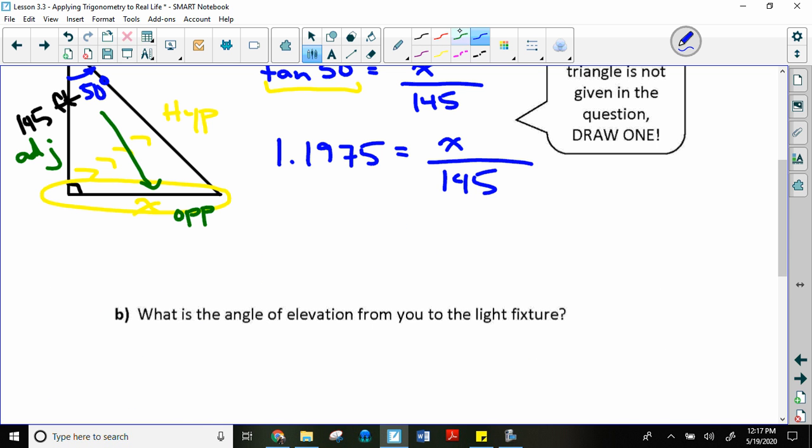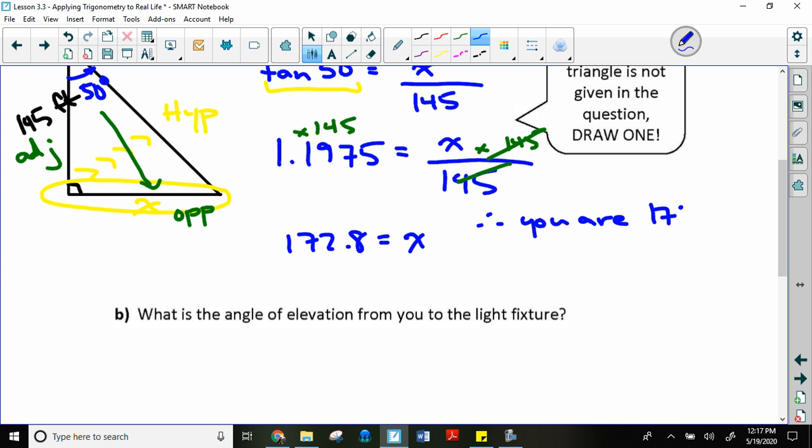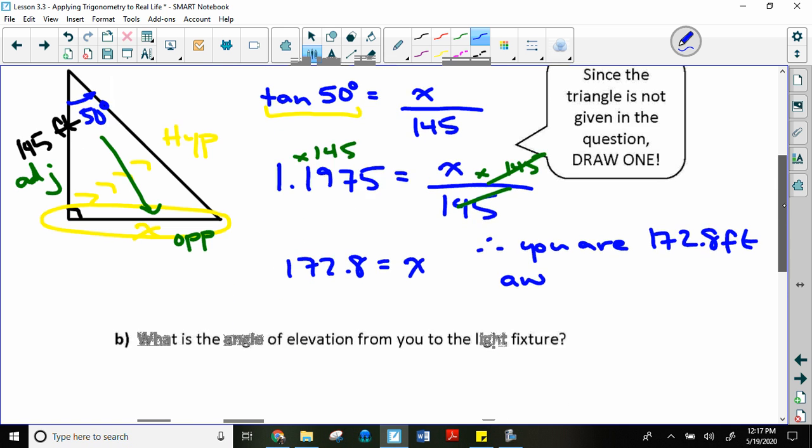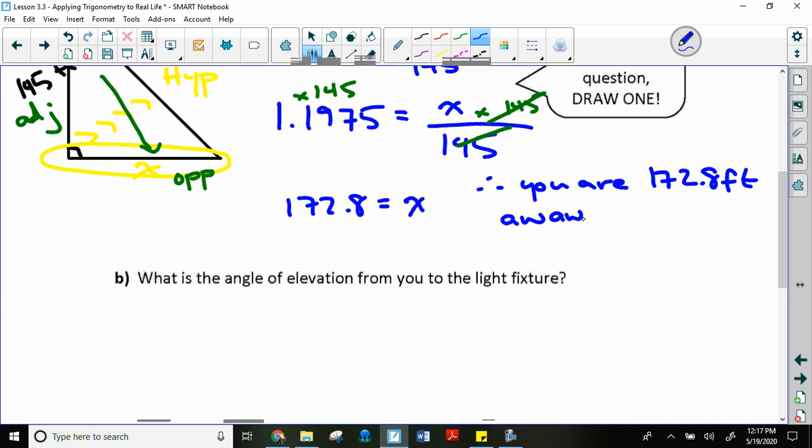So then we've got to get x by itself, multiply by 145, and I got 172.8. Yes, 172.8 equals x. Therefore, you are, we're in feet, right? 172.8 feet away from the light post.